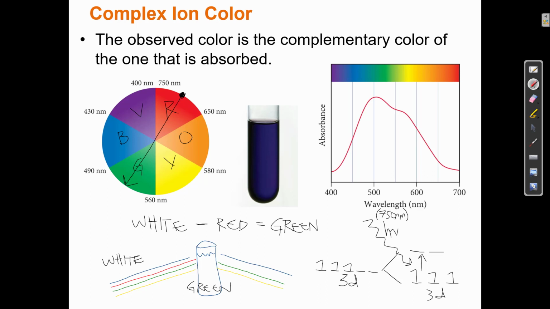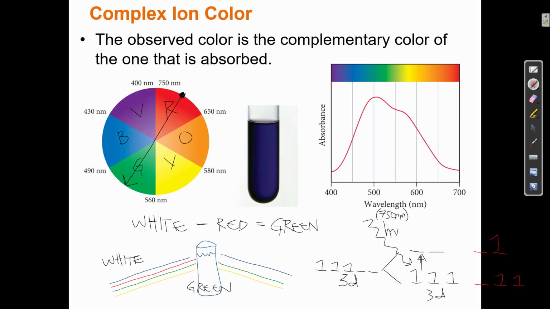I'll have two electrons down here and one electron up here now, because the photon that comes in has an energy of 750 nanometers, which is exactly the same as this energy gap right here. When this photon hits this electron, it gives it enough energy to go up to this next energy level, this next orbital. That removes the red, and that causes the solution to look green, by exciting the electron into this upper orbital.